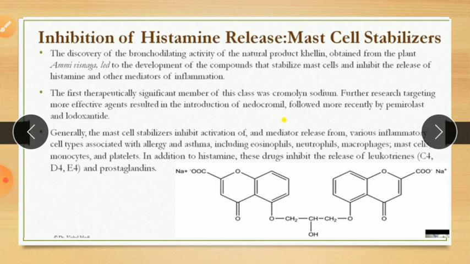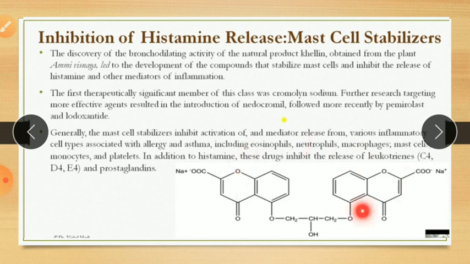As the name indicates, mast cell stabilizer. These drugs only inhibit the release of mediators, which may be histamine or leukotrienes. Therefore, it prevents the action of histamine, and so it is called a mast cell stabilizer. The example of this category is cromolyn sodium.